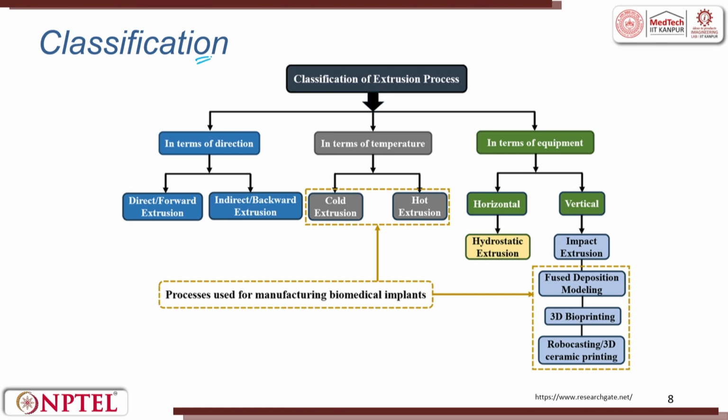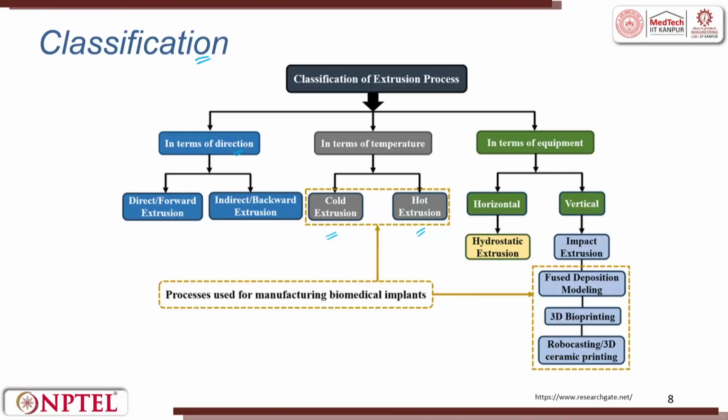Now, let us look into the classification of the extrusion process. In terms of direction, you can have forward extrusion or backward extrusion. The other way of calling it is direct extrusion and indirect extrusion. Next, it is based upon the temperature: you have cold extrusion and hot extrusion. In terms of equipment, you have horizontal or vertical. Vertical is this way, horizontal is this way. Generally, horizontal is preferred because long tubes can be obtained horizontally.